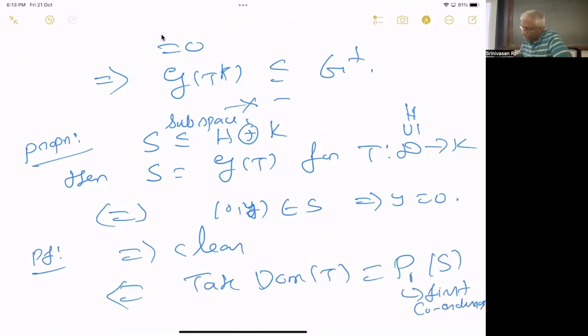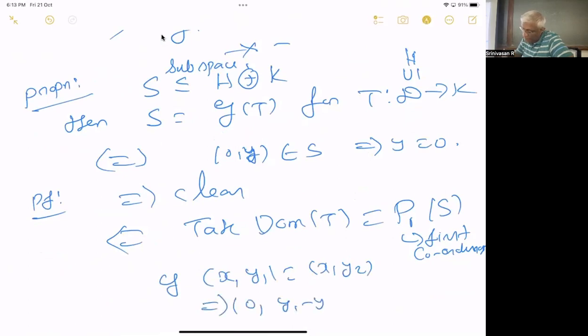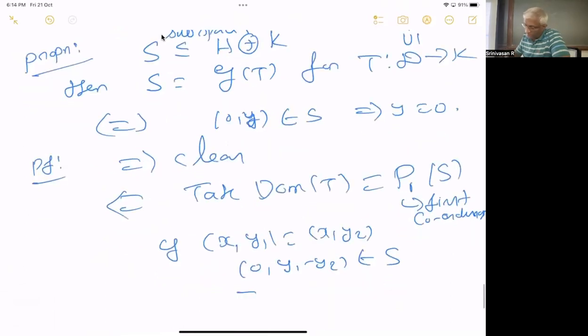Okay, first coordinate, and define the projection onto the first coordinate. Now, if (x, y1) equal to (x, y2), this implies (0, y1 minus y2) equals (0, 0), right? Equal to (x, y1) equal to (x, y1 by 2). Then that means (0, y1 minus y2) is in S. This means y1 equals y2.